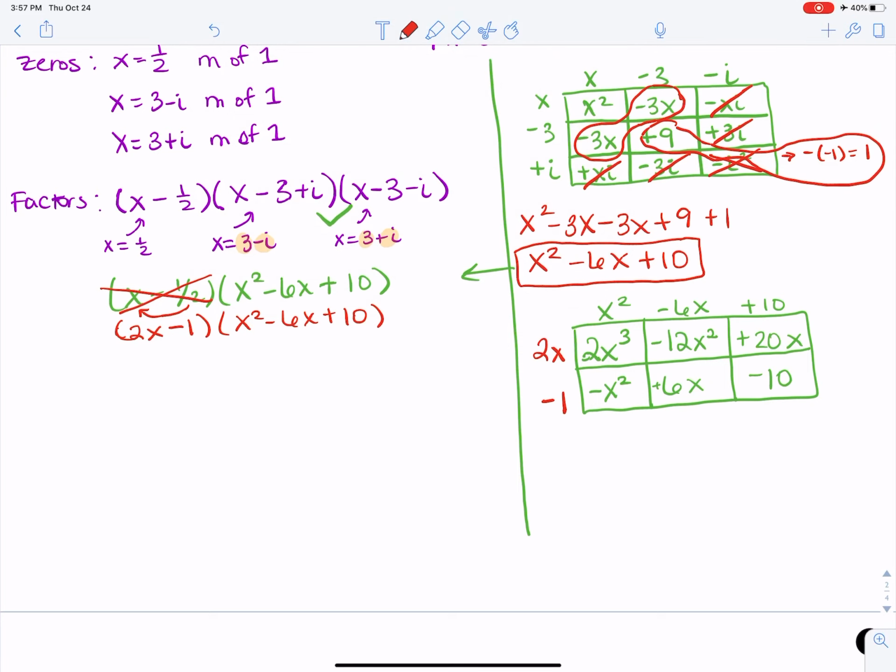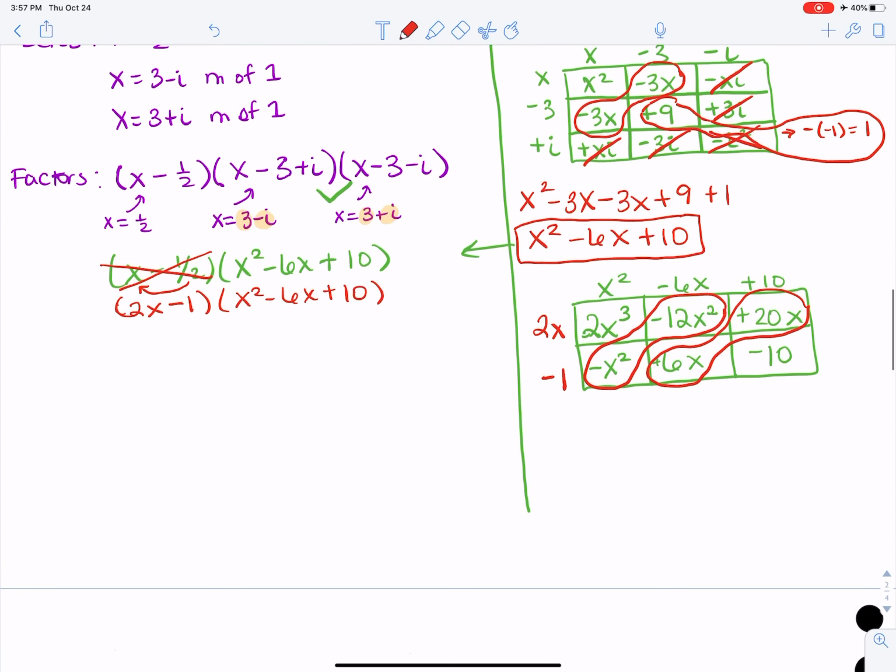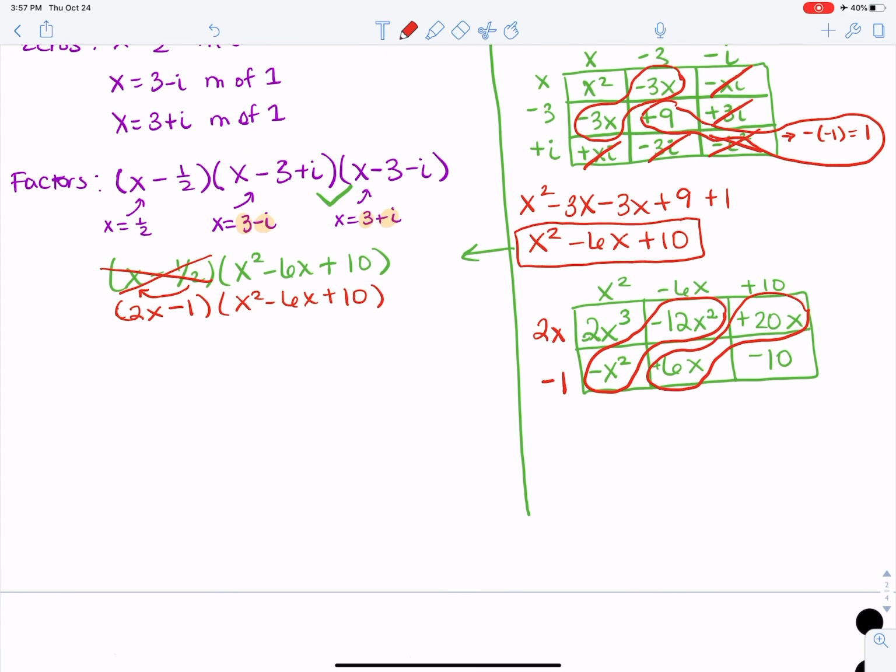Nothing's combined with the x cubed, but these x squareds are a match, and these x's are a match. And we write our final answer. You can actually combine them inside of the box, or technically mentally, and get 2x cubed. Well, this negative 12x and negative x squared is negative 13x squared. So that's what that equals. Plus 26x, that's what that equals. And then minus 10, because there's nothing to combine with that.